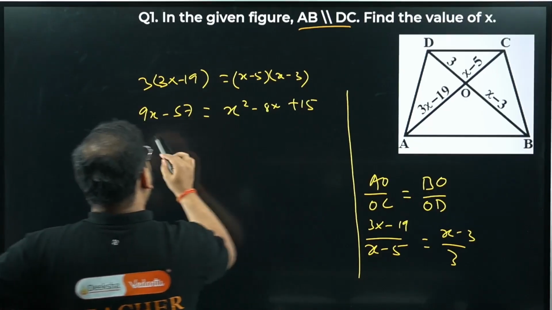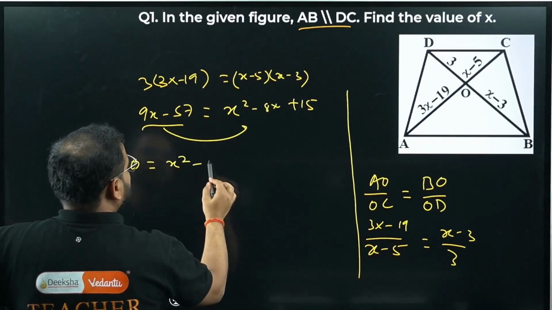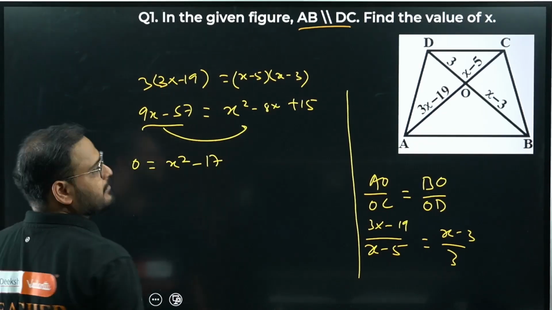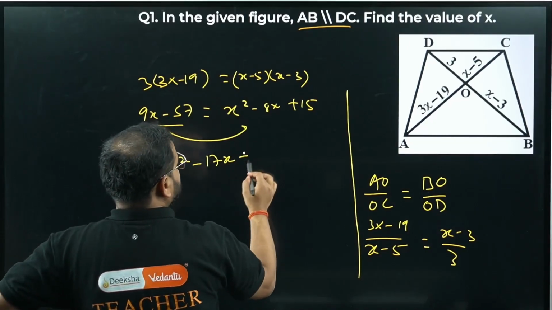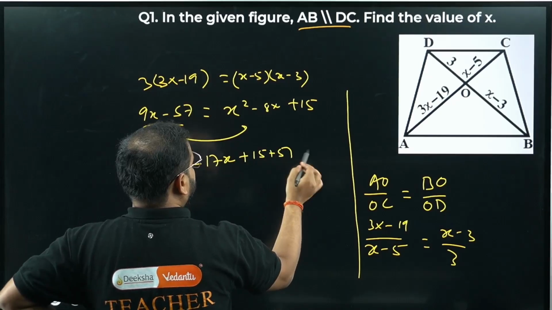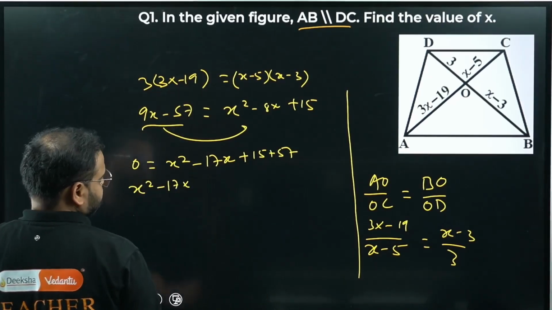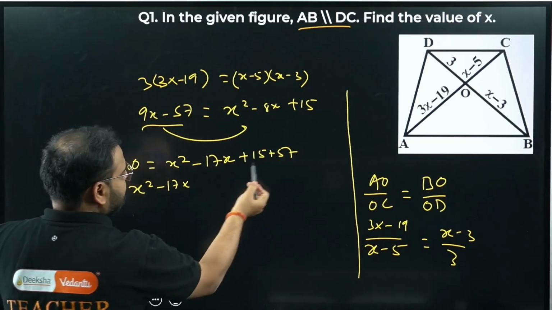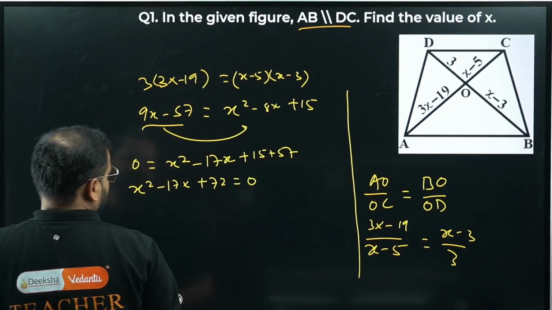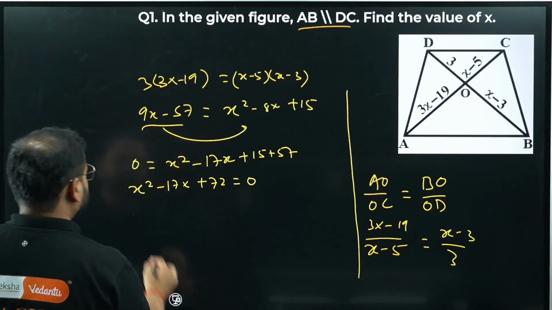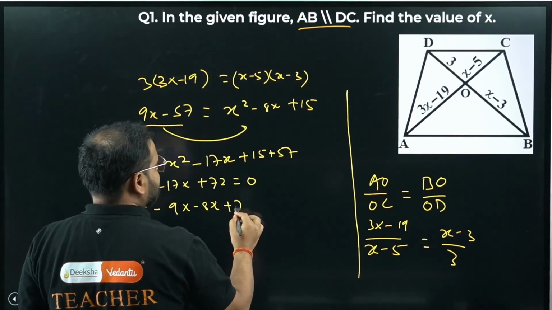Okay, bring all of this on this side. You're going to get 0 equals x square minus 8x minus 9x plus 15 plus 57. What's my equation going to be? x square minus 17x. And 15 plus 57 is 72, sir. Okay, factorize it. 8 9s are 72, right? So x square minus 9x minus 8x plus 72 equals 0.